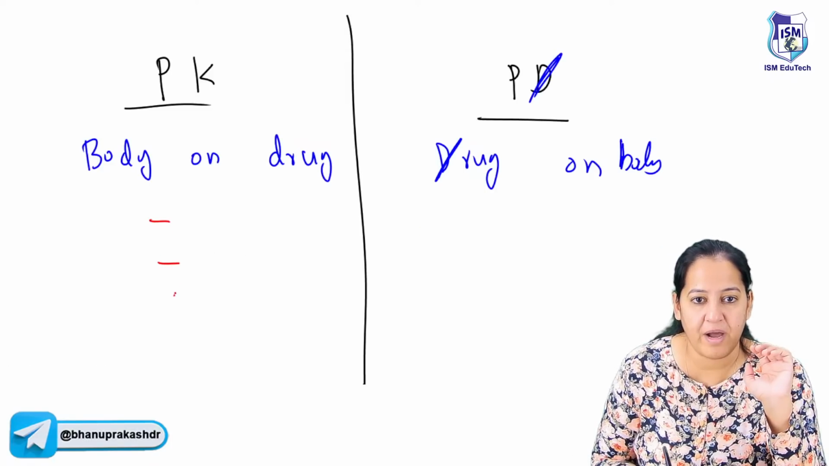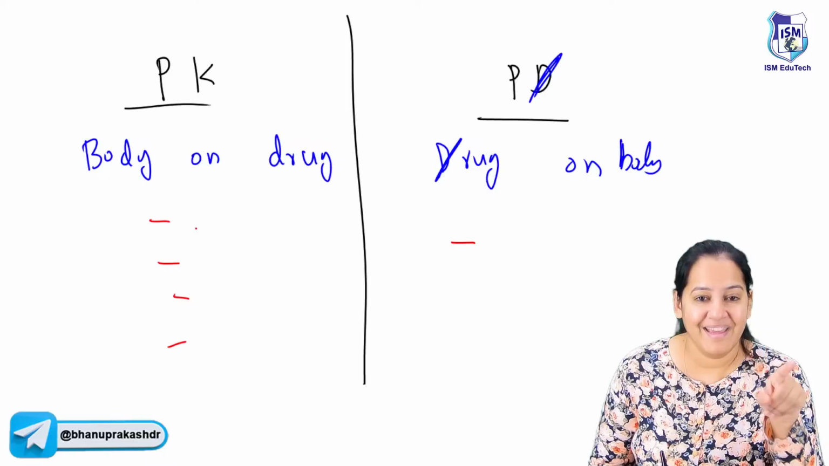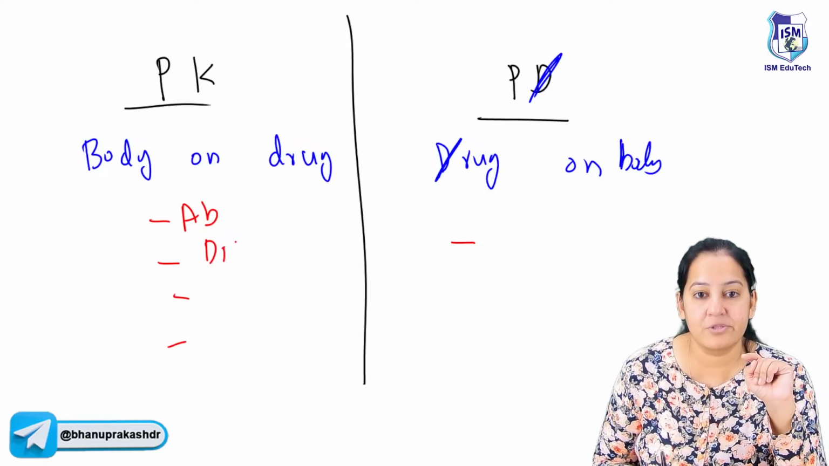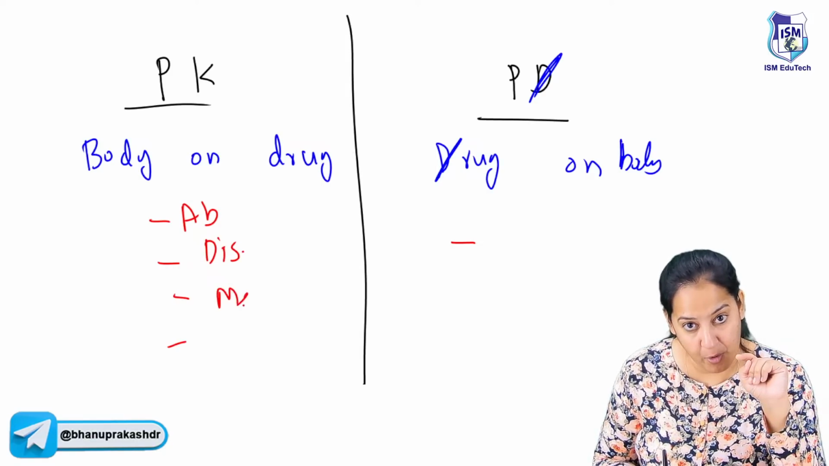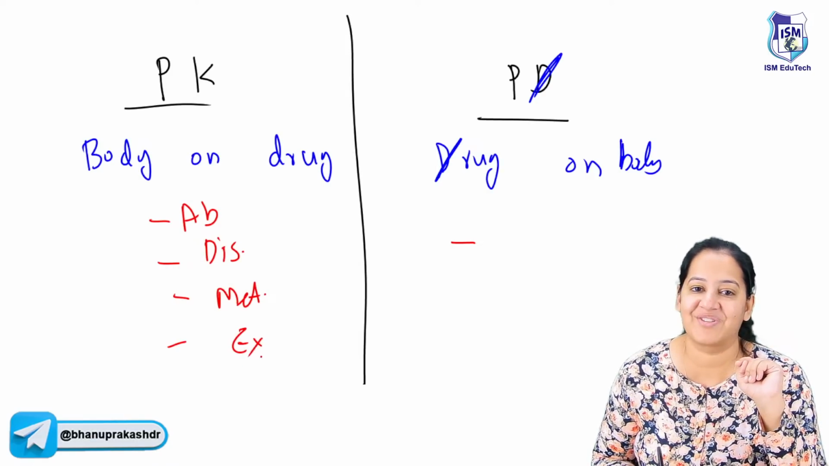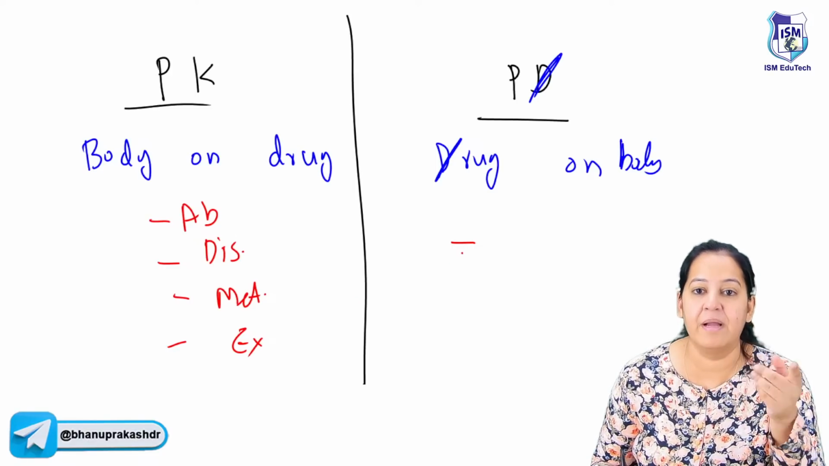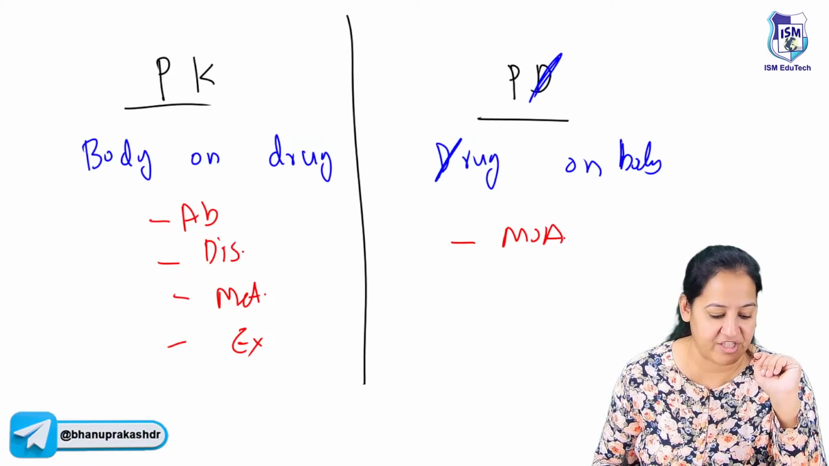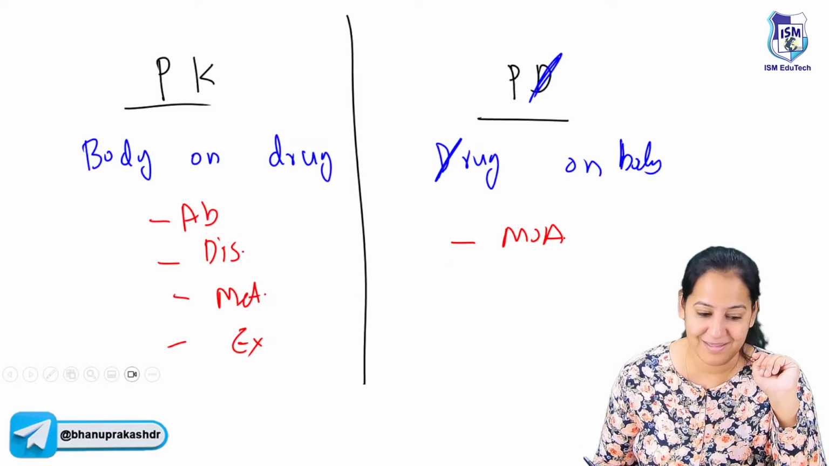So here we have 4 branches. Here we have only one thing. Here it is absorption, distribution, metabolism, which takes place in liver, and finally excretion. You know the meaning of all of them. And here only one thing, mechanism of action of the drug. Say yes, people. Say yes.